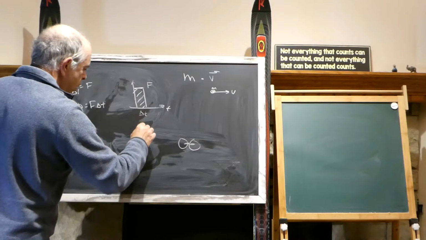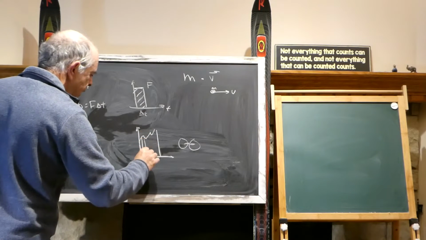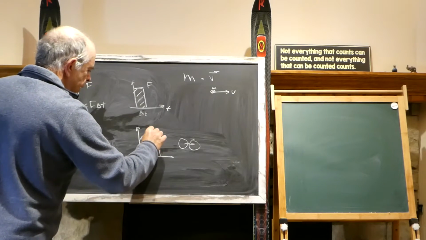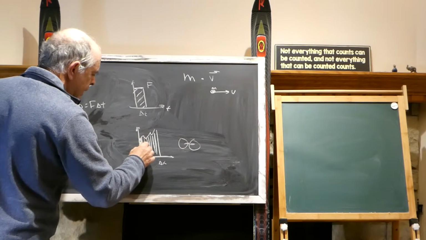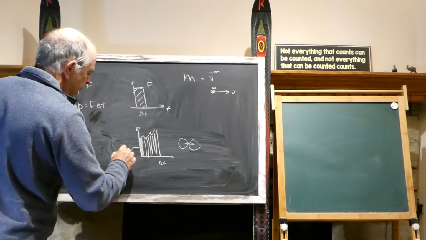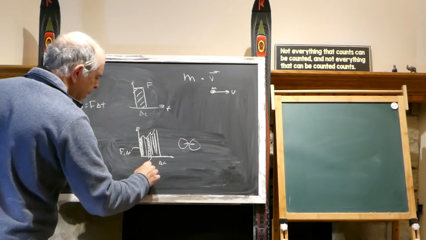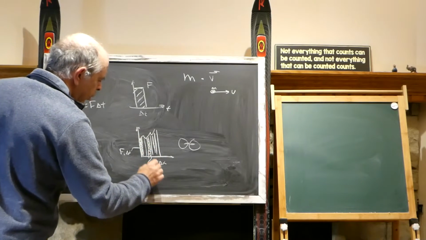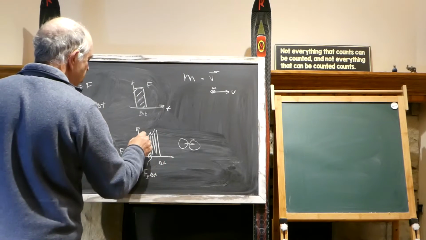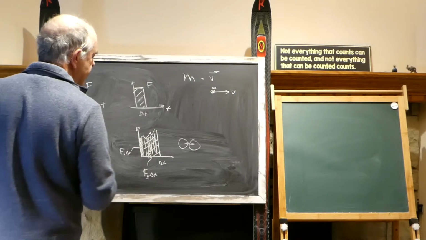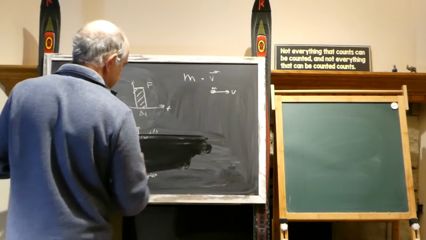But let's consider a situation when F is not constant. When F is not constant, we still can divide it into very small intervals. Each interval would be delta t. On each interval we can consider that F doesn't change, and this would be F1 delta t, and this would be F3 delta t, and on each of those it would be delta p, the change of impulse. So the total change of impulse would be the whole area under this graph. But for us it's not that important.